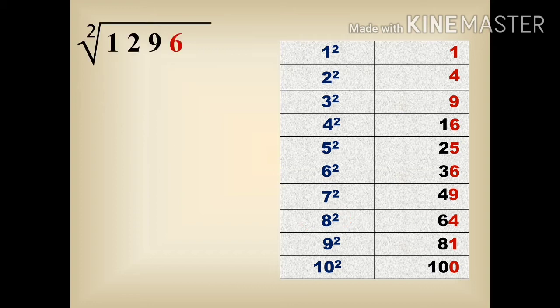Here we are having a number 1296. First we are supposed to note the number in the units place. So we are having the number 6. If a number ends in 6, the square root of that number will definitely end in 4 or 6. If you clearly watch the tabular column, you will come to know. So there is a possibility of getting either 4 or 6 in the units place. So let us write both the numbers 4 and 6.